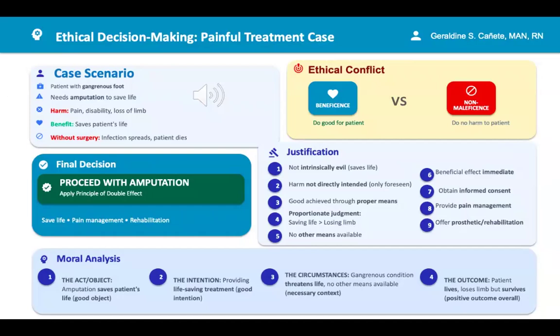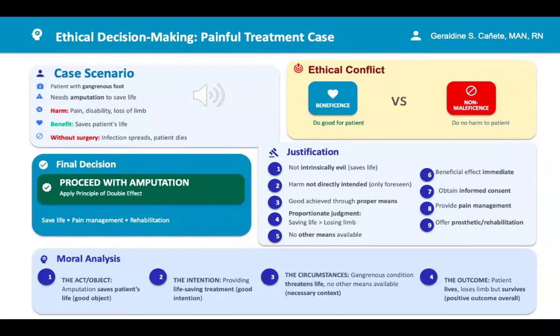Yes, exactly. We have a conflict between beneficence and non maleficence. On the one hand, we want to save the patient's life. On the other hand, we don't want to cause them unnecessary pain and suffering. But how do we balance these competing principles? Now, from a beneficence perspective, amputation is the best way to promote the patient's well being and save their life. It's about acting in their best interest, even if it involves a difficult and painful procedure.